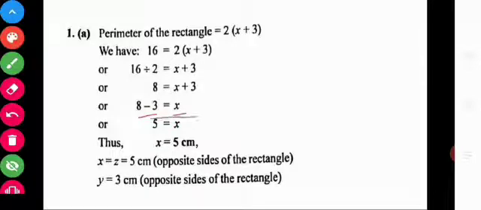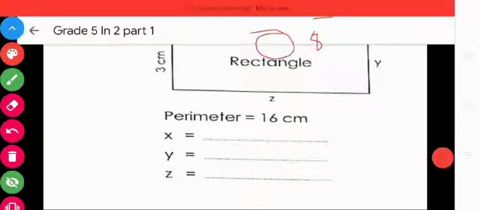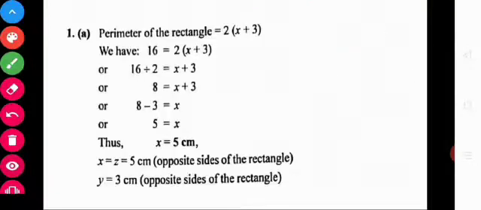So that X value, what is that? X is equal to 5 centimeter. Opposite sides of a rectangle are equal. Already we found X is equal to 5 centimeter, and this side also is 5 centimeter. And then Y value, what is that? 3 centimeter. Okay children, look at the solution.